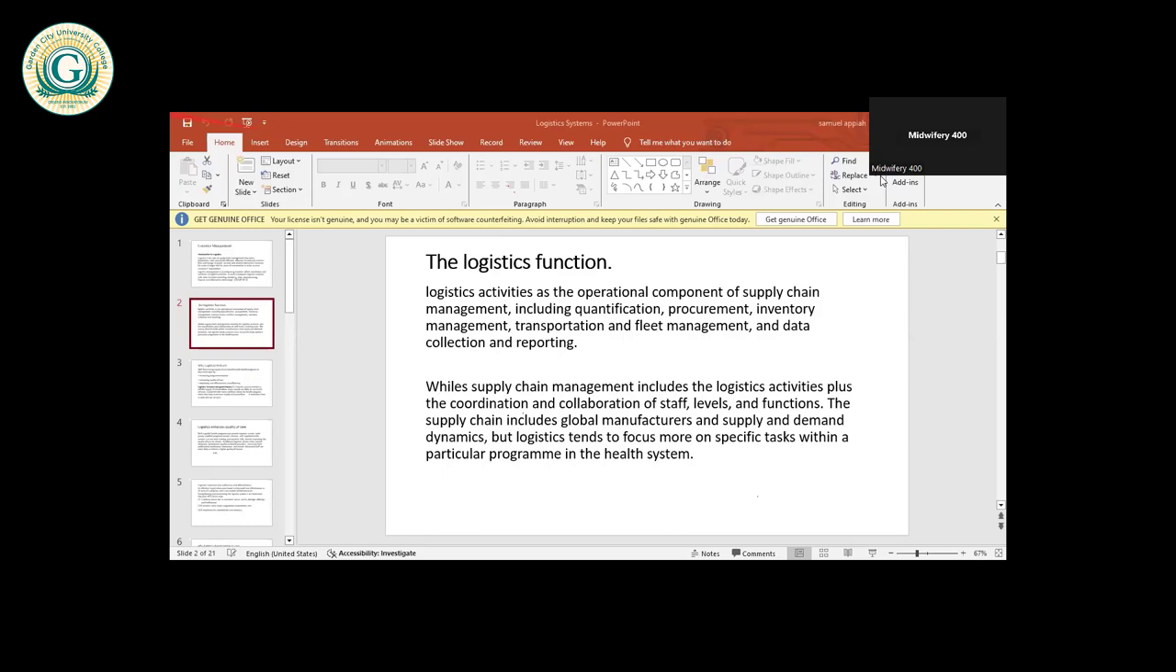Then transportation and fleet management. This function of logistics is also very important. In transportation, you need to select the mode of transport. You need to know the appropriate transport system that will be conducive for your goods.